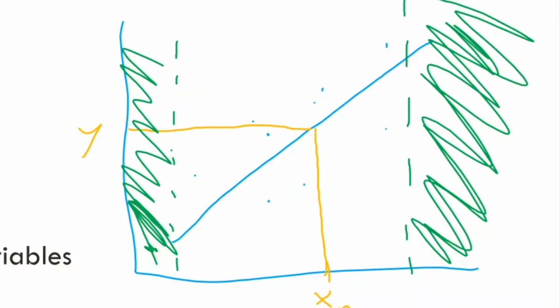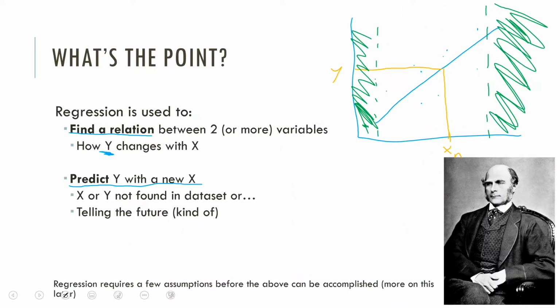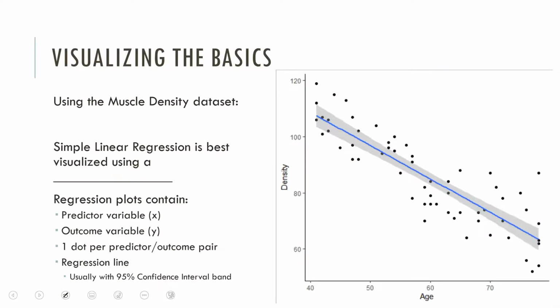So just keeping that in mind, we do have a few assumptions, just like in ANOVA and t-tests that we were working with earlier in the semester. We also have assumptions for regression, and they're about the same flavor. But we will talk more about that here in a second. So, well, how do we visualize regression?